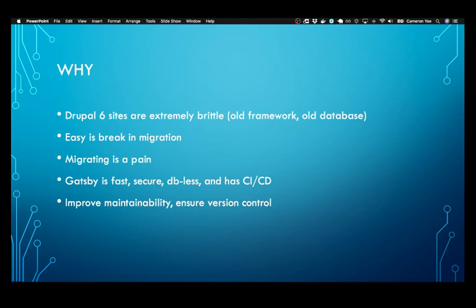We're moving it to Gatsby JS because Gatsby's fast, it's secure, there's no database to mess with. We're taking this database driven website and we're going to move it to a static site, which will make it way faster. It'll ensure our content is stored on GitHub, so we have version control. It'll make it really easy to maintain if work continues on it. And we have continuous integration and continuous deployment. So if we make changes, they'll be pushed to the live site right away, which will be really nice.